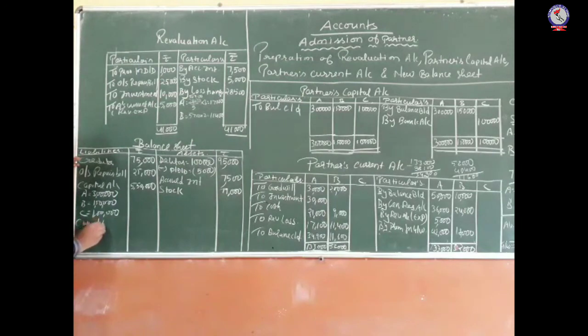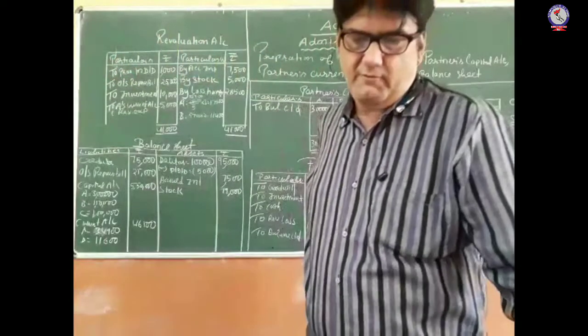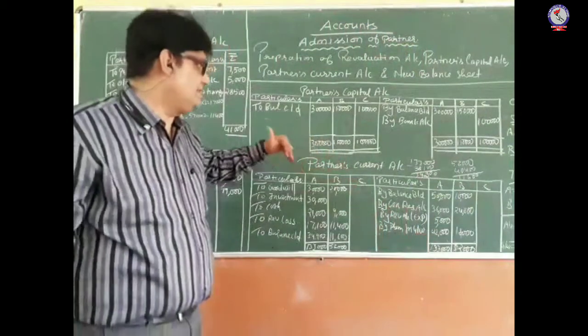Current account A and B, 34,900 and 11,600. So this will become 46,500. Okay, so this is the complete procedure related with the liability. Now we move to the asset side. We have to make one settlement that is related with cash at bank.